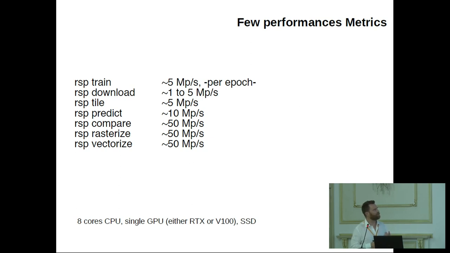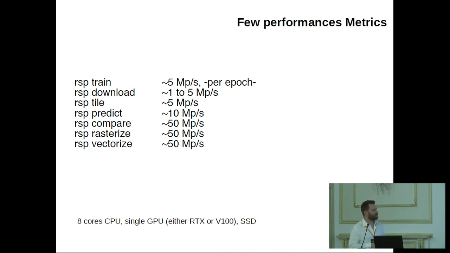Here are some metrics about the performances, in megapixels per second, from the slowest to the quickest. The slowest, it's not a surprise, is the train, because it's per epoch. You will need at least a few epochs before having a trained model efficient enough to do something. Even in the example I just provided before, with really few epochs, we can already converge to something interesting to show differences between two data sets. The tiling can still be improved, and the others are still okay.